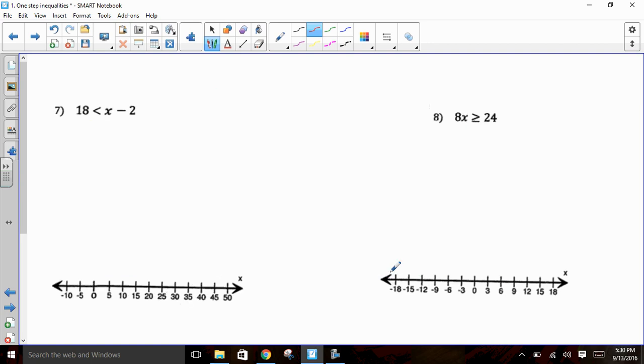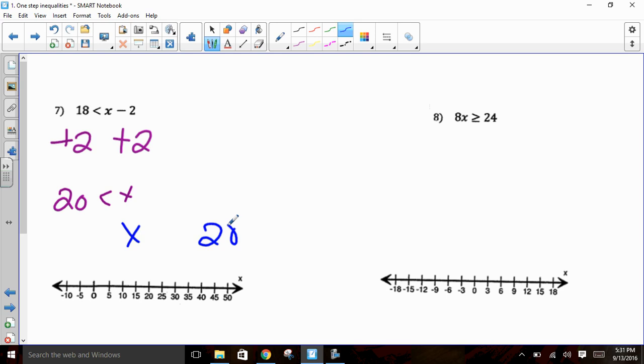All right, number 7. Subtract 2. I get 20 is less than x. We notice that my x is on the right-hand side, so we're going to go ahead and rewrite that so it's on the left. So I've got my x and my 20. If I take a look at my sign, I see 20 gets the smaller side. So I want to make sure 20 gets the smaller side again. So x is greater than 20. So I'm going to find 20. I'm going to put an open circle because it's not equal to. I'm going to take my sign and turn it into an arrow. And in this example, we're going to shade to the right.